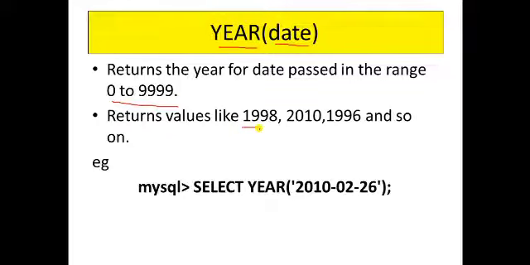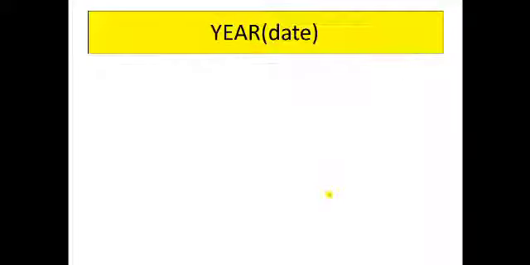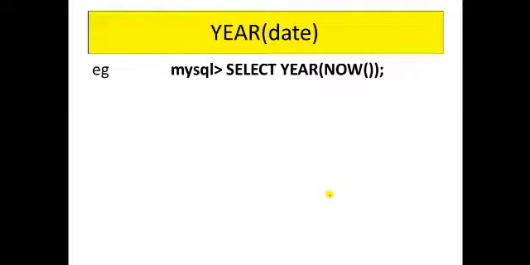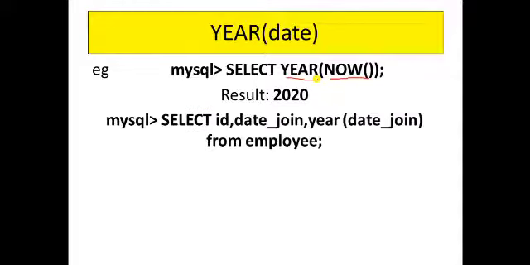Select year 2010-02-26, so it will return 2010, the year part. For example, the year of birth of all the students from the student table, or the year of joining of all the employees. So if I pass now as a parameter, the year function will return 2020 because the current year is 2020. It depends on when you execute the query; whatever year is going on, it will show you that.